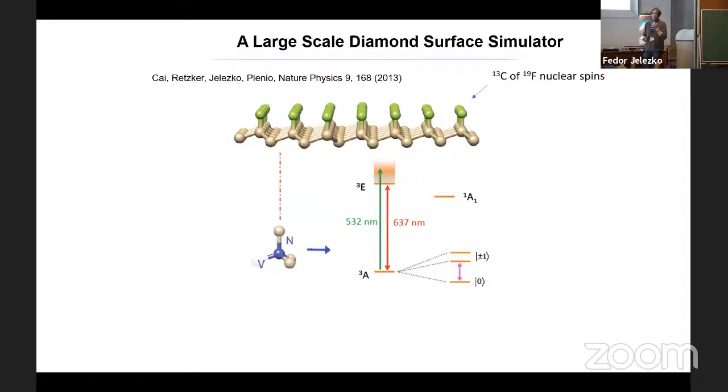An initial design was proposed some time ago by my colleagues, Martin Plenio, Jianming Cai, and Alexandra Retzker. It is a lattice in diamond, which has these carbon-13 or fluorine nuclear spins on the surface or embedded in it. And then the NV center is actually reading the state of these nuclear spins. And again, also for this system, you need to be able to initialize, to cool these nuclear spins and read them out. And this NV center is a small magnetometer that is doing this job.